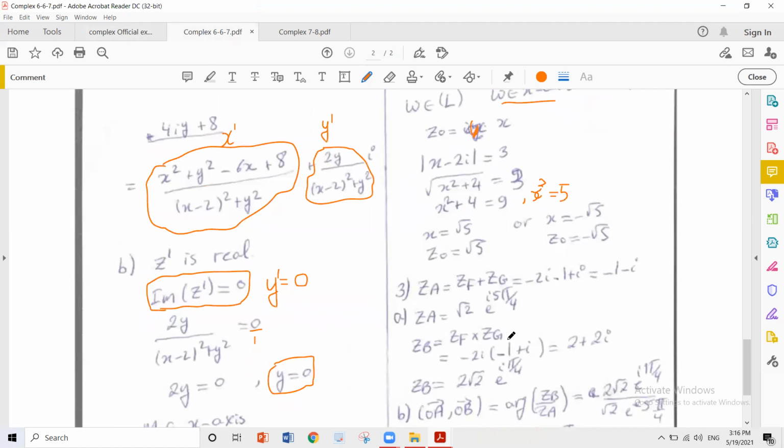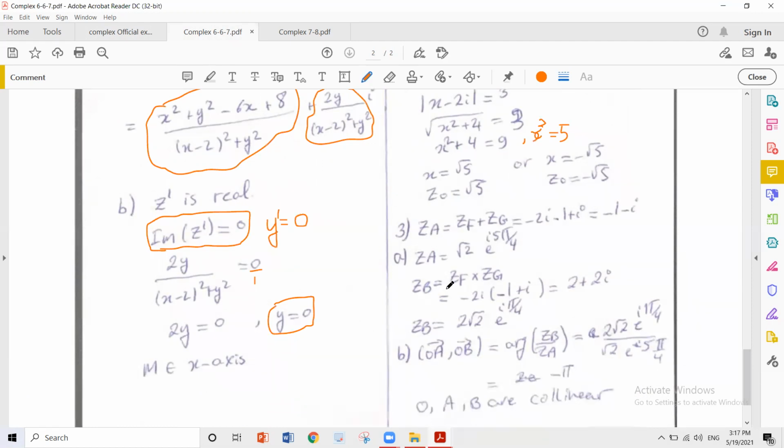ZA is ZF plus ZG, which is -2i - 1 + i, equal to -1 - i. The modulus is radical 2 and the argument is 5 pi over 4. ZB is ZF times ZG, which gives 2 + 2i. The modulus is radical 4 plus 4, which is radical 8, which is 2 radical 2, and the argument of ZB is pi over 4. So in the exponential form we have 2 radical 2 e^(i pi/4).